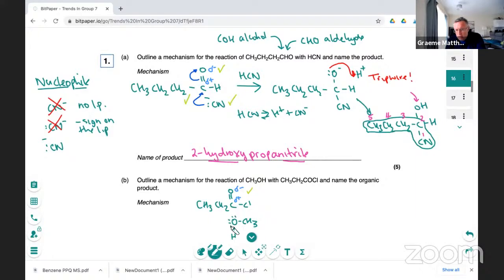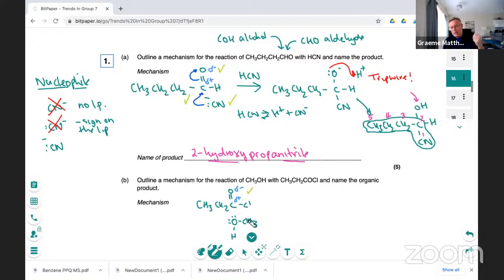Got to put the lone pairs on the oxygen. So you're thinking, right, nucleophiles are species that have a lone pair that can donate a lone pair to form a covalent bond. So here are my lone pairs on my oxygen. So you don't have to memorize all of the nucleophiles, chemists.